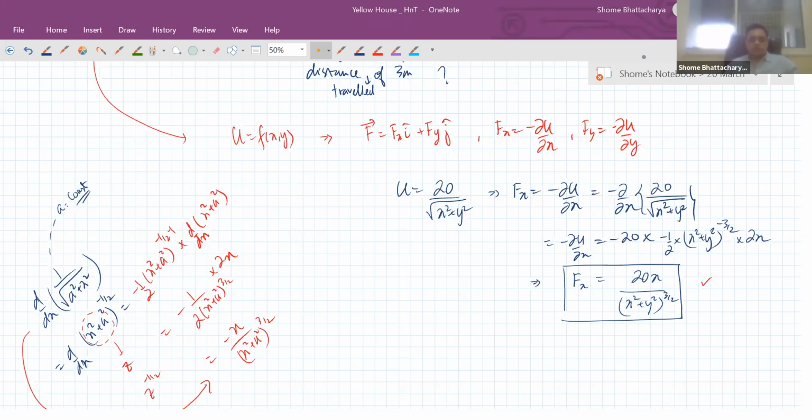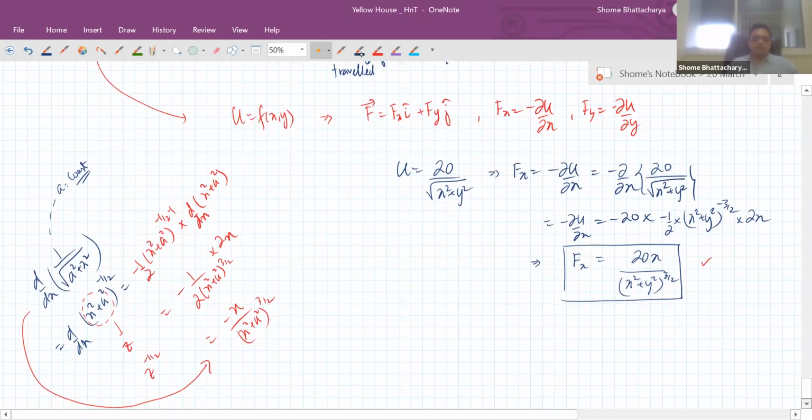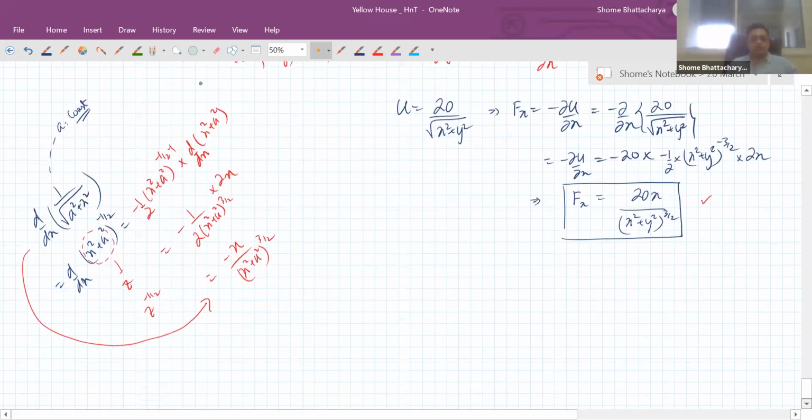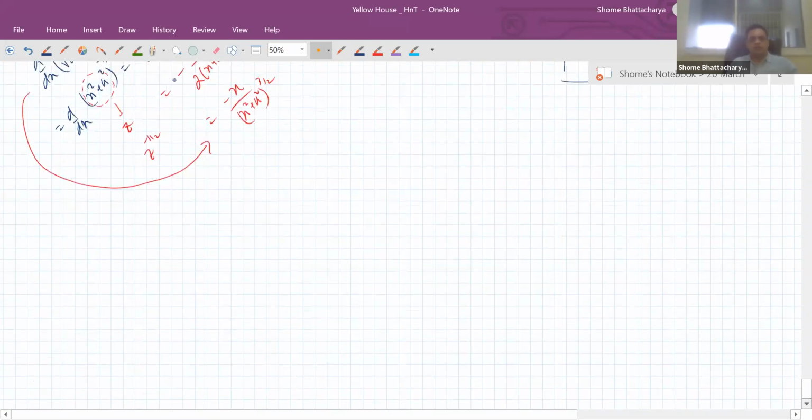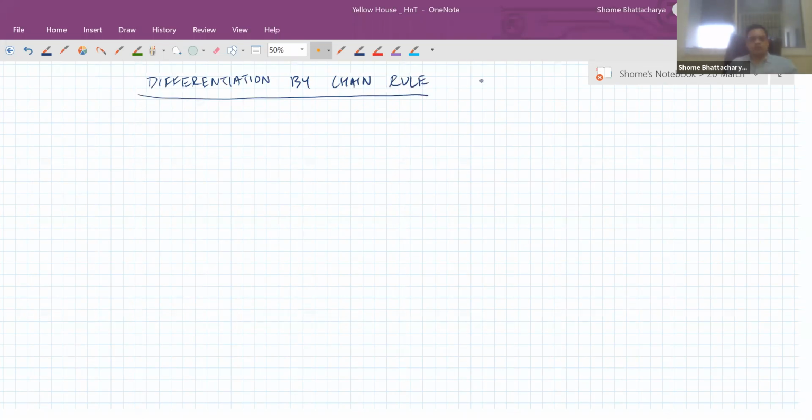Yeah, so Ansh, I'll explain this again. This is an application of differentiation by chain rule. You have heard of this, na? Differentiation by chain rule. Composite functions and chain rule. Yes, so that is the thing we're doing.